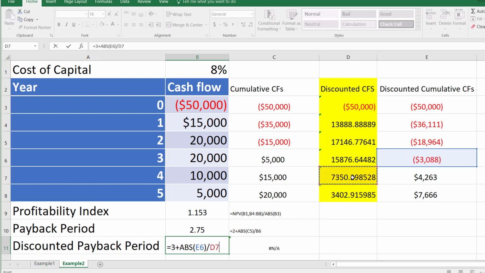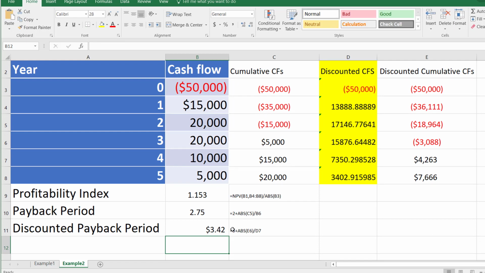That's D7. If you do this, and I'm going to change the format here, it's 3.42. Which means if you consider the time value of money, it's going to take 3.42 years to recover your initial investment. So this is how you compute a discounted payback period.